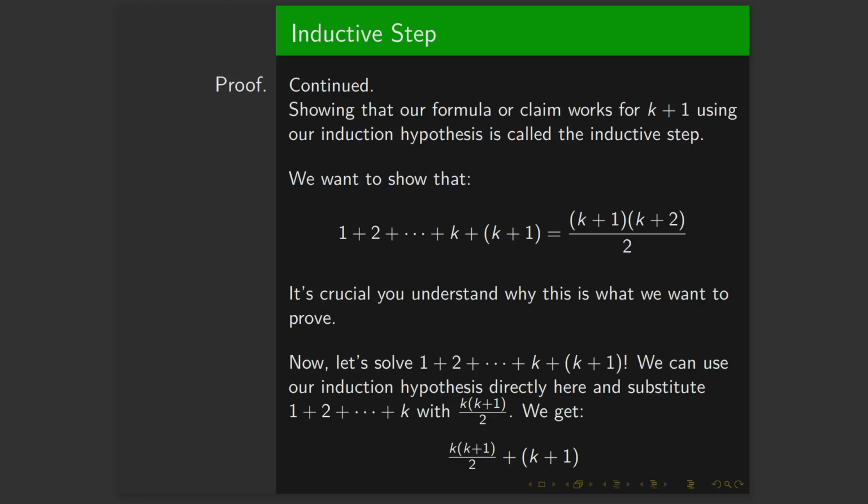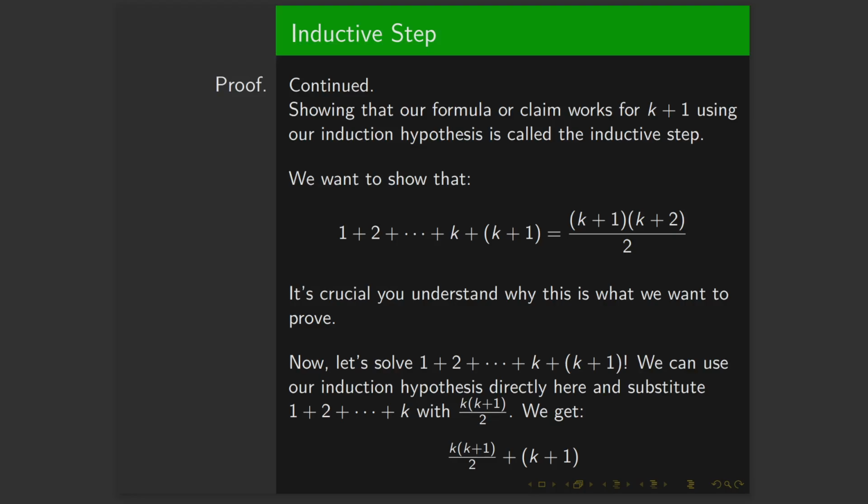Let's think about what we want to show. We want to show that 1 plus 2 plus all the way to plus k plus 1 is the same as k plus 1 multiplied by k plus 2 over 2. It's crucial to understand that this is what we're trying to achieve. Original formula is k times k plus 1 over 2, but we want to show that it holds for k plus 1. So then when you add 1 to each k, it becomes k plus 1 multiplied by k plus 2. And that's what's happening here. That's what we want to show.